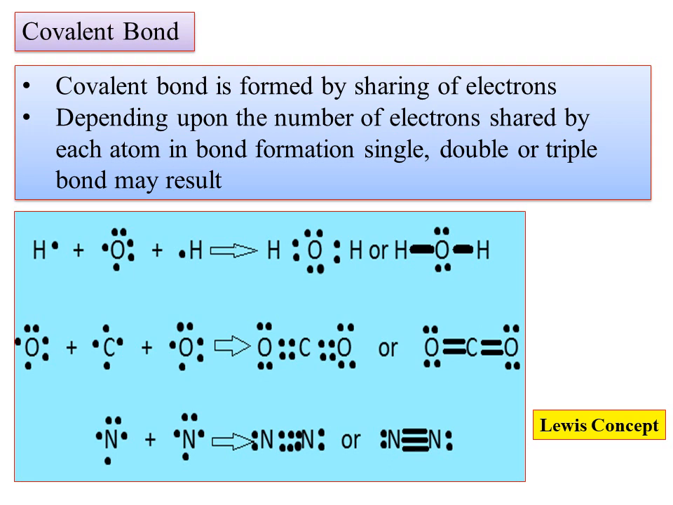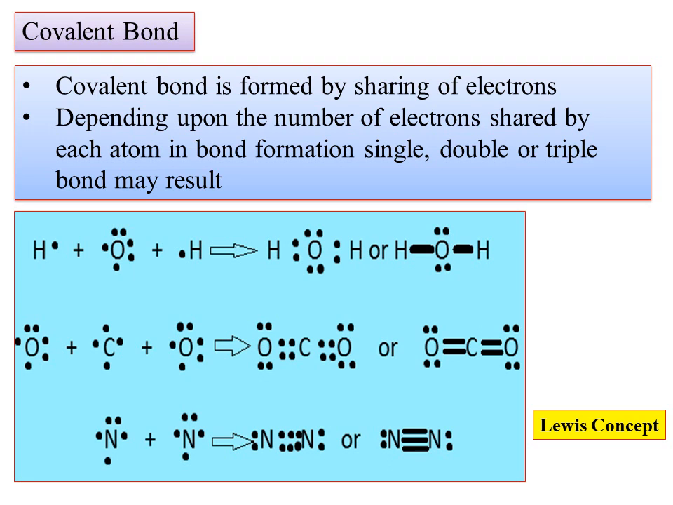So each oxygen is going to share two electrons, and each carbon atom, because it has only 4 electrons, requires another 4 electrons to have the octet arrangement, thereby it is going to share its electrons with the oxygen. Since two pairs of electrons are shared between carbon and oxygen, two bonds are formed.